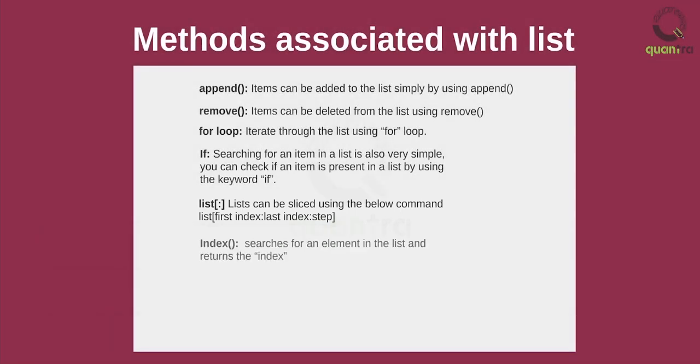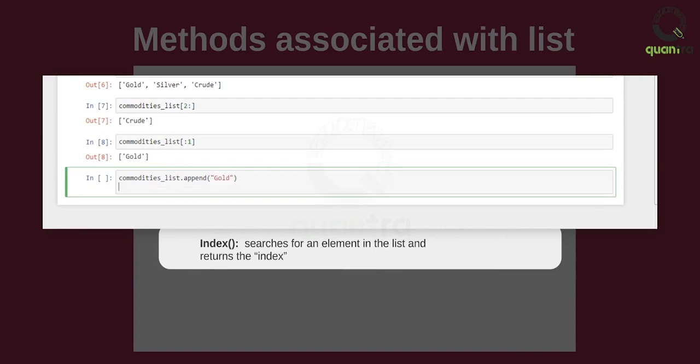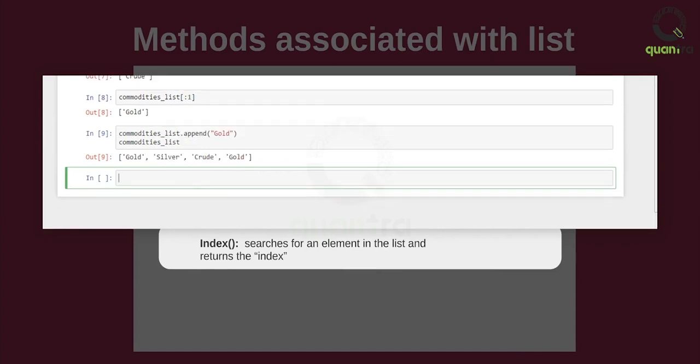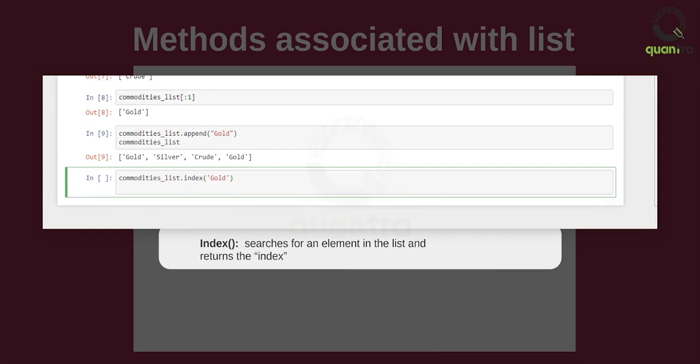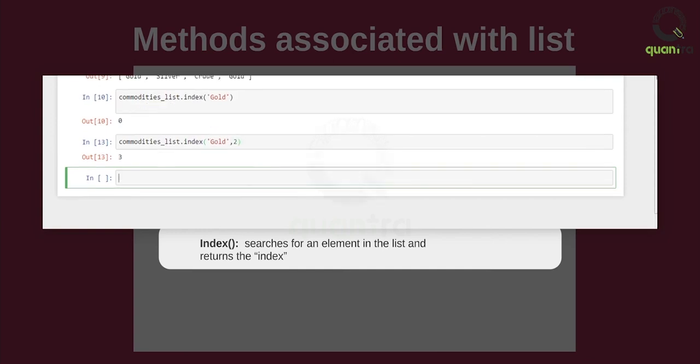The next method is index. It searches for an element in the list and returns its index. Before we try this out, let us append one more element, gold, to the list, and the list looks something like this. It has gold twice, since we've added it 2 times. Now, when we first search for the index of gold, it returns the index for the first occurrence of gold, which is 0. When we say commodities_list.index gold, 2, we actually want the index for the second occurrence of gold, which is 3 in this case.